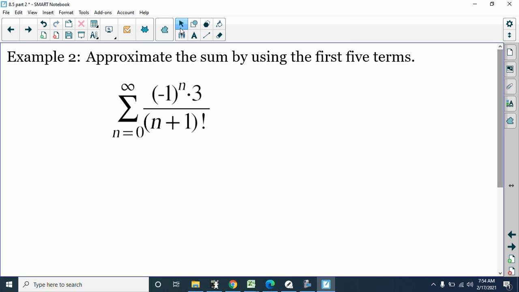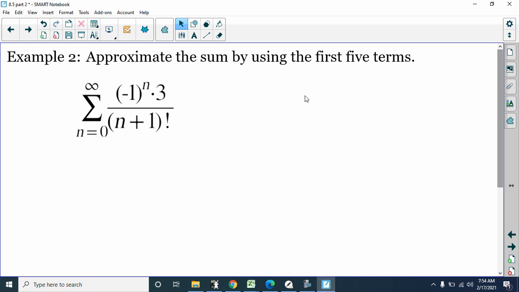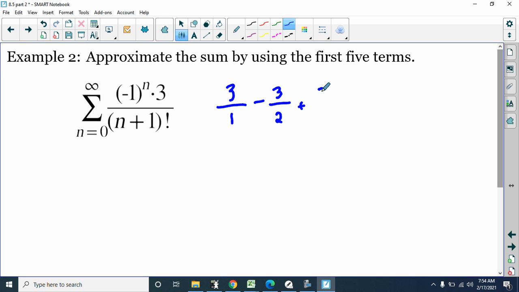This one asks us to approximate the sum by using the first 5 terms. It doesn't explicitly say it, but let's go ahead and write in an inequality that would represent what this sum is approximately equal to. So we want the first 5 terms. Notice we're plugging in 0 first. 1 times 3 over 1 factorial is 3. Plugging in 1 gives me minus 3 over 2 factorial. Plus 3 over 3 factorial.